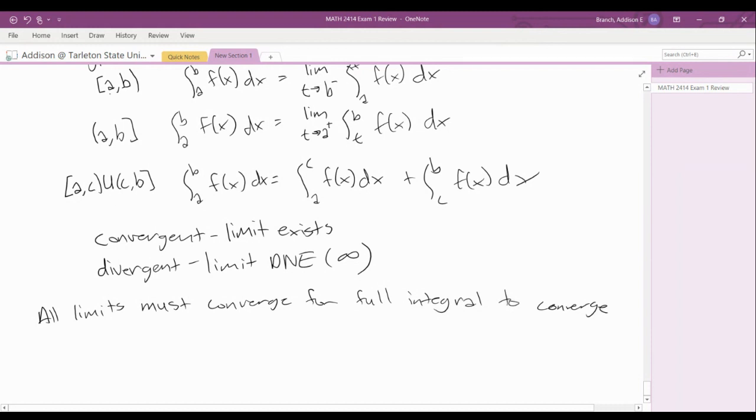So for example, like we have this section right here. If going from a to c it diverged, but b to c converged, then going from a to b would diverge, because it doesn't matter if you say going from b to c equals 2. If going from a to c equals infinity, then infinity plus 2 is just infinity. You have to have everything converge.